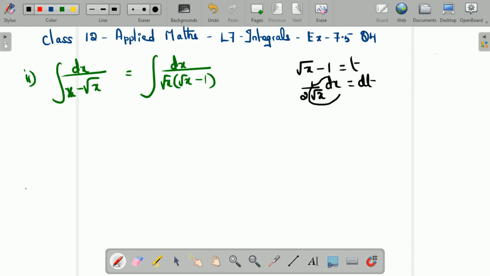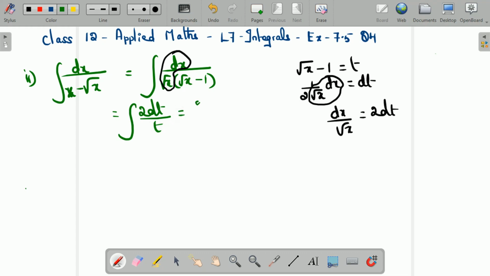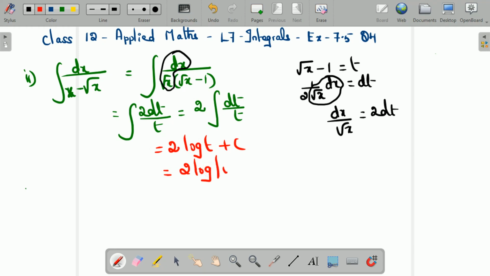So I want the value of dx divided by root x because this is what I need for substitution. So this is dx divided by root x is equal to 2 dt. So let's substitute here. So the numerator is 2 dt divided by t. So you can take the 2 outside. So it is dt divided by t. Now let's directly integrate. So this is 2 log t plus c. Put back the value of t. So it is 2 into log of root x minus 1 plus c.